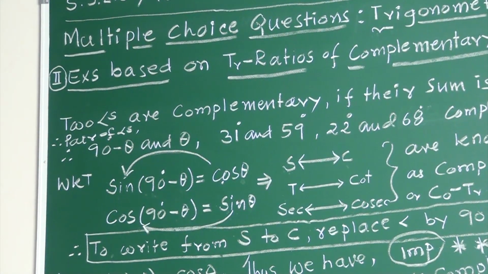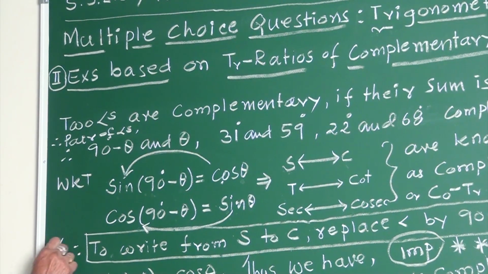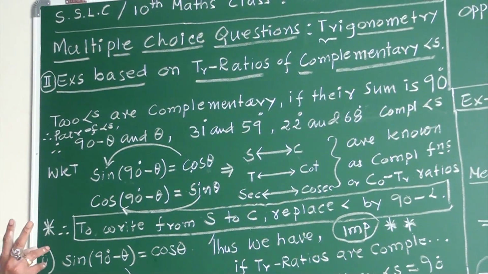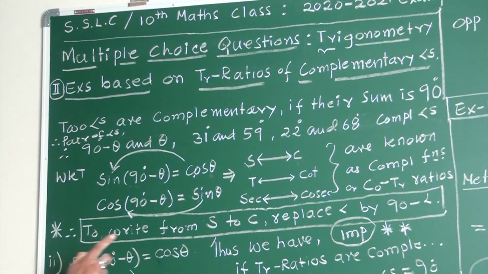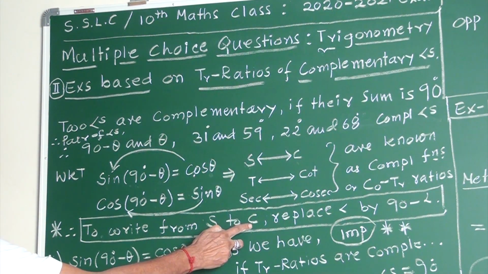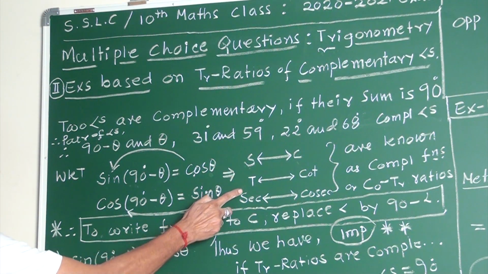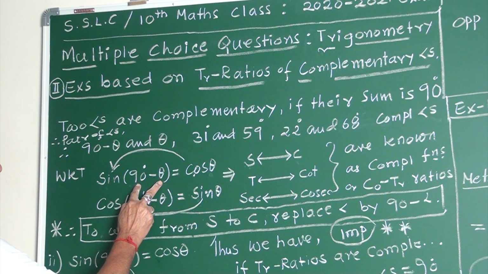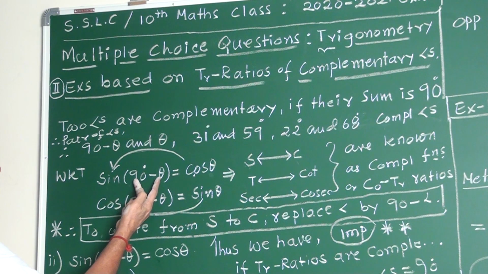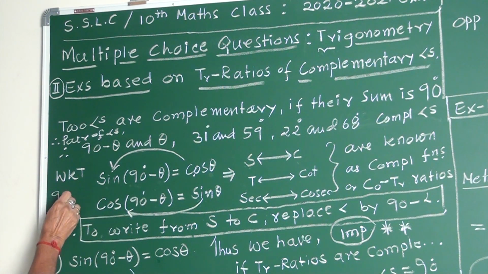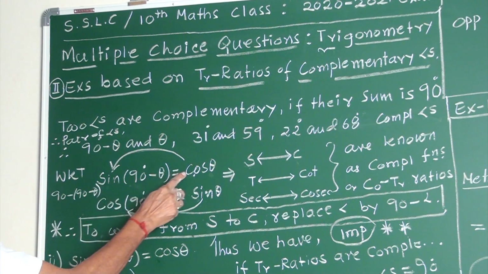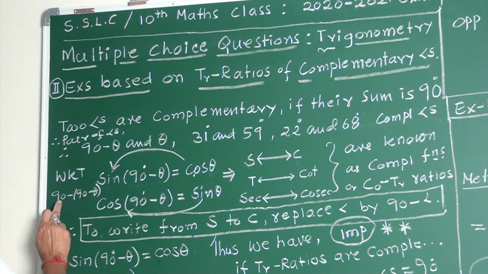Remember, this is one very important step, my friends. What is that step? In case of complementary functions or co-trigonometric ratios, to change from sine to cos or cos to sine, replace the given angle by 90 minus the angle. Even you can replace this angle by 90 minus angle. This is 90 minus theta. Why? Sine and cos are co-trigonometric ratios. Replace this angle by 90 minus the angle.